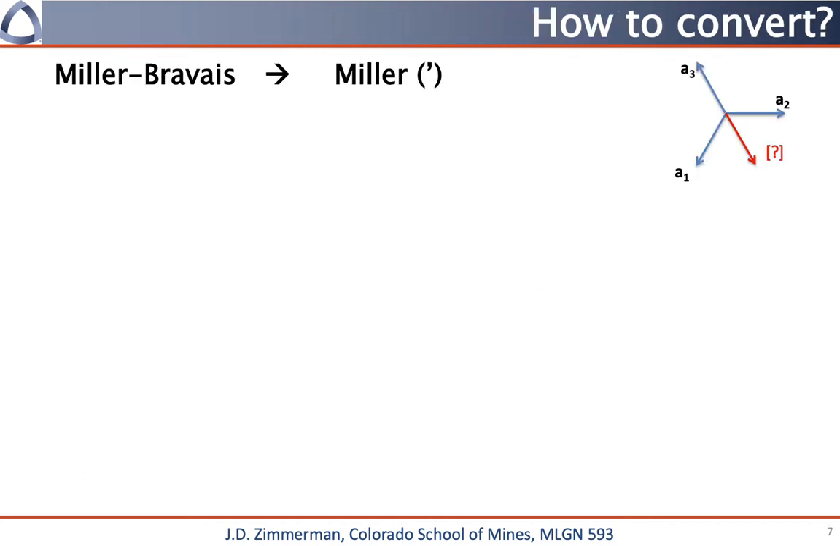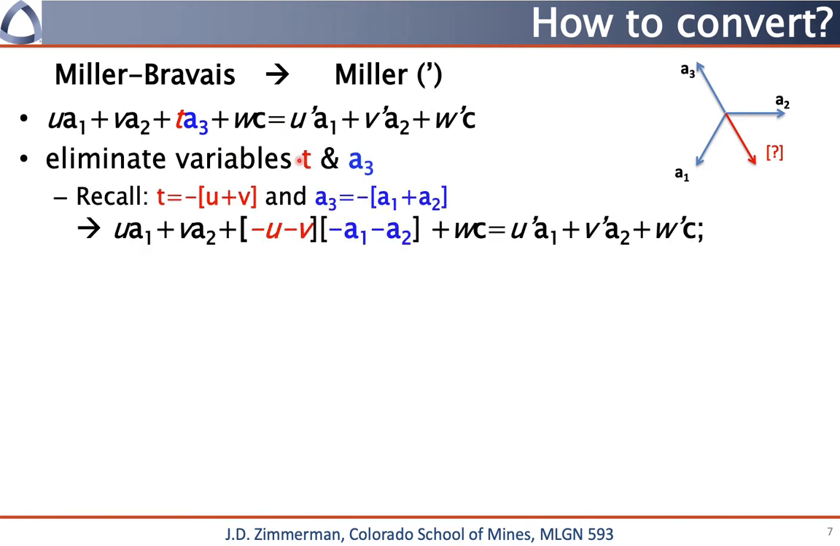So how do we convert between the two? Well, we have to do a little bit of math. What I'm going to do is set up a general form of a direction for Miller-Bravais notation on the left, and the general form of a direction for Miller notation on the right. In the Miller notation, I'm going to use a primed u, v, and w. We want to eliminate these two variables from here because they're going to cause us some problems. And luckily, we've already defined t in terms of u and v and a3 in terms of a1 and a2. So we just insert these two relations up into this upper equation as I've done here.